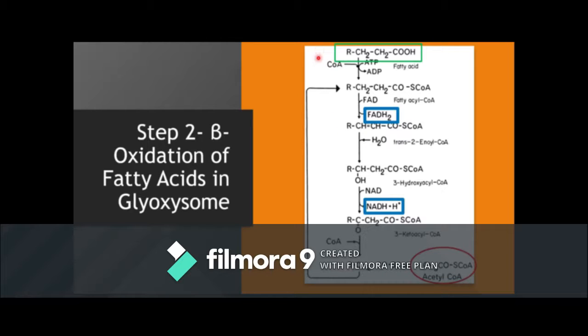Continuing from the previous step, the next step is beta oxidation of fatty acids in the glyoxysome. These fatty acids are combined with ATP, which means that it uses energy, and combined with coenzyme A to then form a new molecule. This molecule now uses FAD in the oxidation step to remove 2 hydrogen atoms. Then that new molecule combines with water and creates another molecule. That next molecule uses NAD, which is similar to FAD, also oxidizing the previous molecule and removing 2 hydrogen atoms.